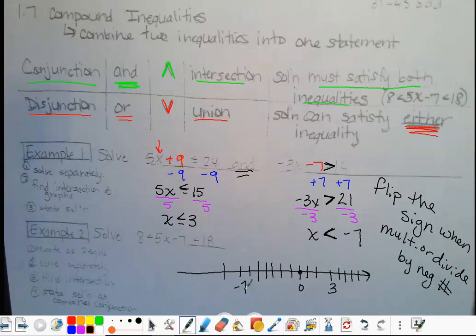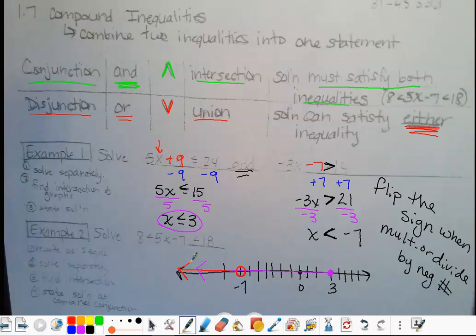So there's negative 7. To graph these, the first one, x is less than or equal to 3. Since it's less than or equal to, I'm going to have a filled-in circle at 3, and it's going to come all the way back. Then for my next one, x is less than negative 7. It's a less than, so at negative 7 I'm going to have an open circle, and I would bring that back, or you could graph that above.